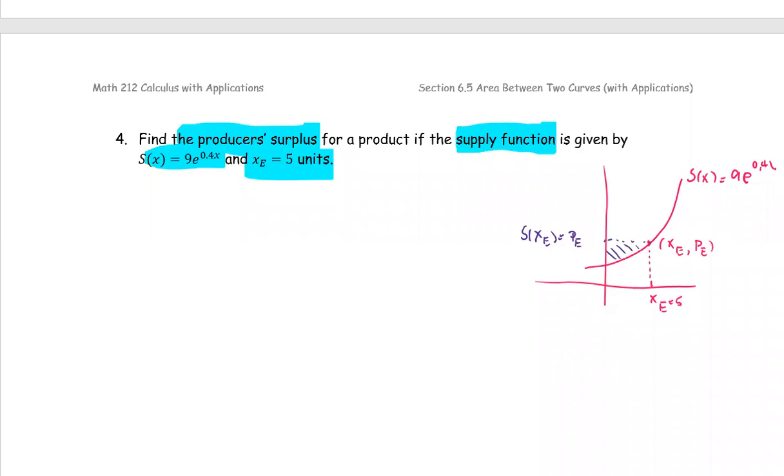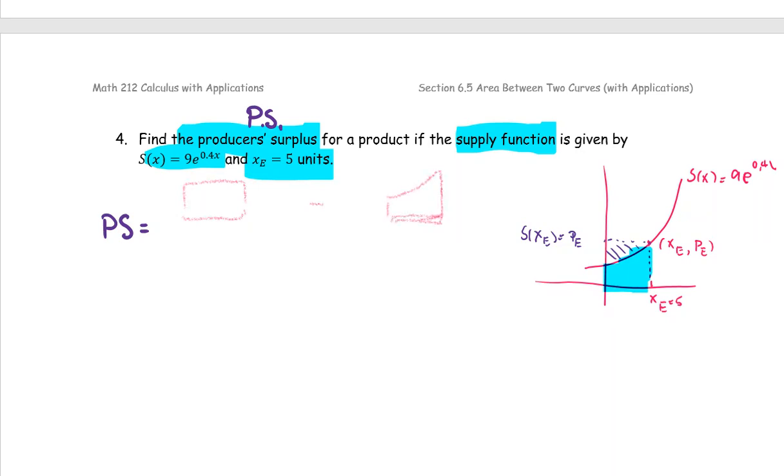First, we're going to set up the producer surplus. I use PS for producer surplus. PS is the greater area, which is the area of the rectangle, subtracted by the area under the curve. So I can put the notation as the rectangle, and then subtracted by the area under the curve of the supply function.